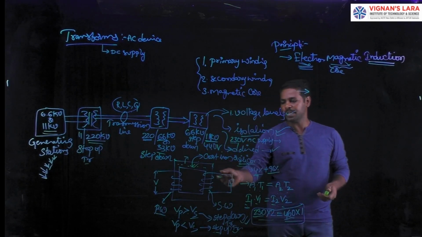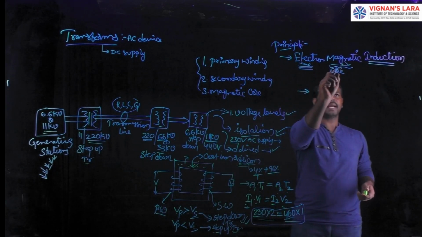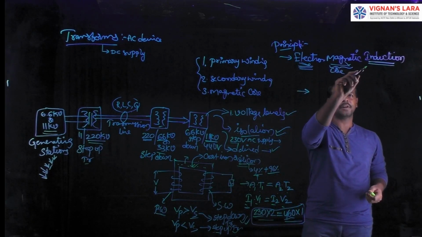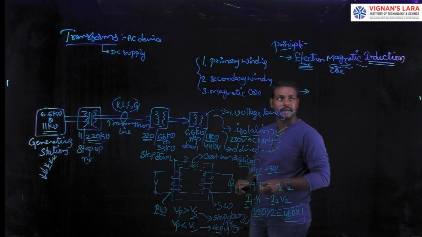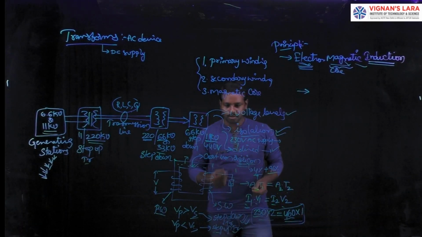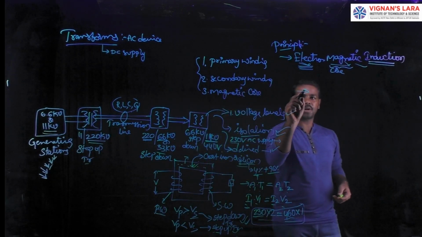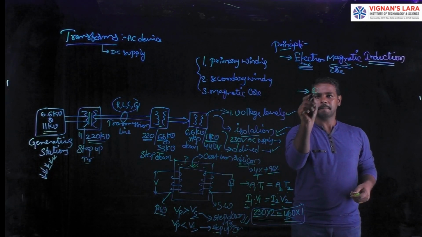So the basic principle is electromagnetic induction. This is the straightforward answer to what the basic principle of a transformer is: electromagnetic induction. Now, why do transformers never operate on a DC supply?